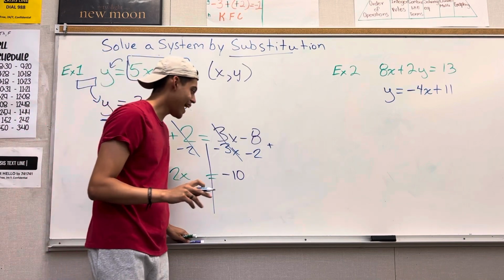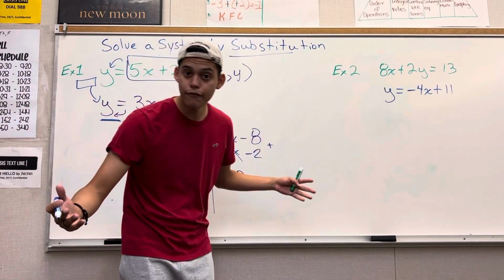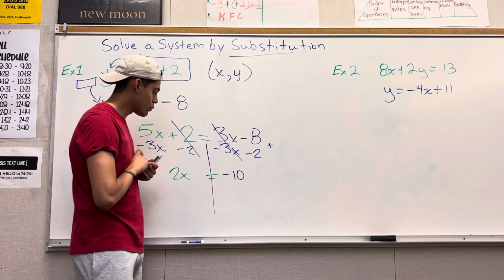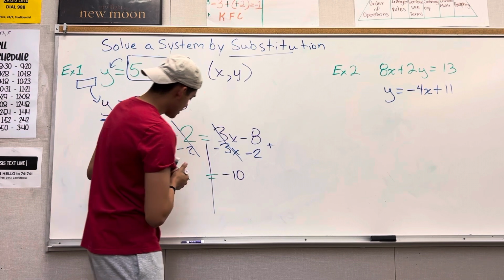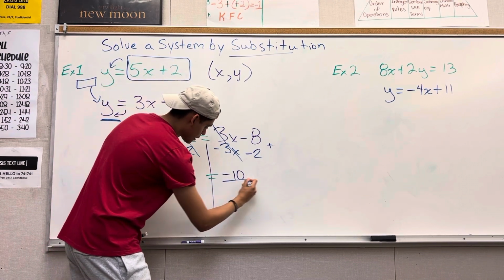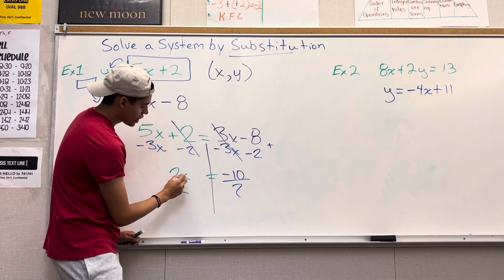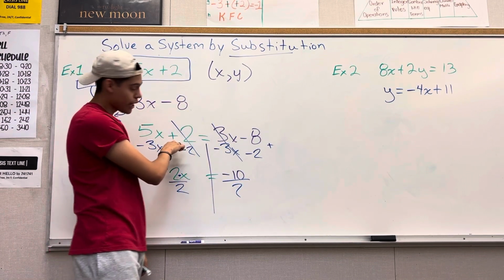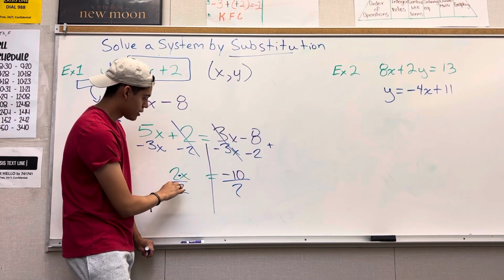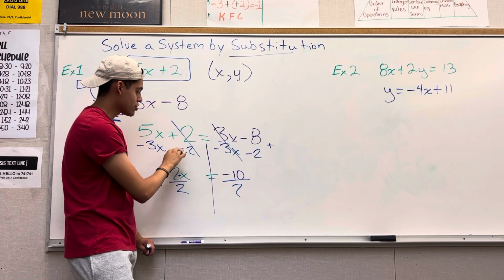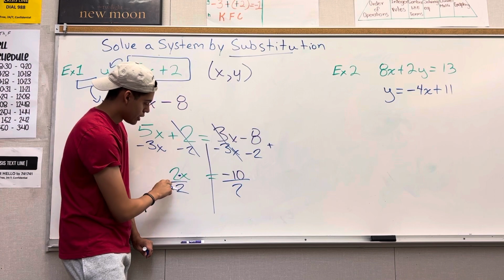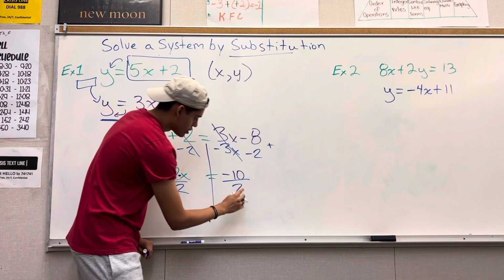If you don't remember how to add and subtract positive and negative numbers, we also have a video on the channel if you guys want to look back and refresh your memory. And we have 2x equals negative 10. Now, to get this x by itself, we have to divide by 2, because it is multiplication and you got to do the opposite. Like right here, it was addition, so we do the opposite, subtraction, forgive me. And then right here it was multiplication, that's why we do division. So what you do to one side, you do to the other.